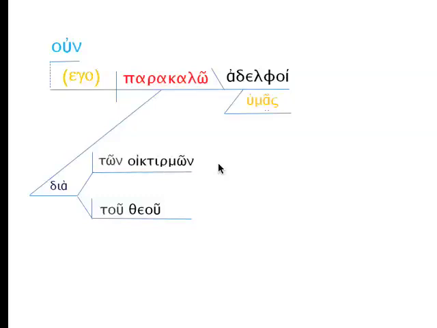Paraklao dia ton oiktirmon tou theou. So this is something that was probably established in the preceding verses. It's clear here that Paul is coming from something, and this is through the mercies of God. Dia ton oiktirmon tou theou. So this is already a clause, a proposition that has some thought in it. There's a verb here, but you will see that after this, there's another verb that will come up.